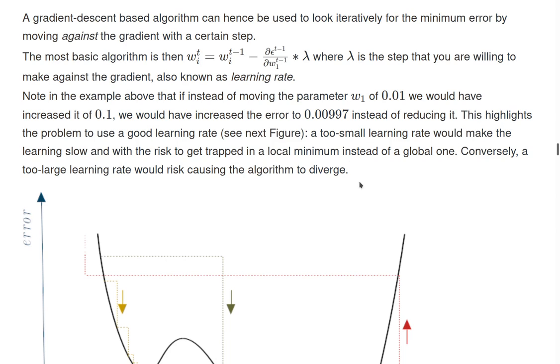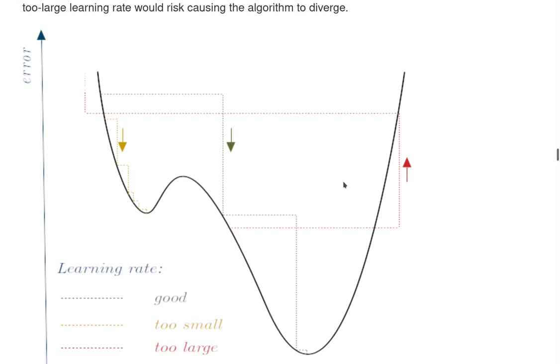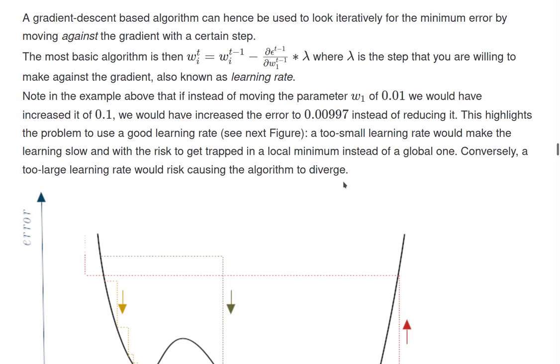In the problem that we saw above, we moved the weight by 0.01, but if instead of 0.01 we had moved it by 0.1, we would have increased the error instead of reducing it. And this makes clear the problem of finding a good learning rate. This again is one parameter that we can cross-validate, although I have to say that more modern algorithms tend to self-calibrate this parameter, so you don't actually need to look at it. But this is the idea of the learning rate and the problem of choosing a wrong learning rate.